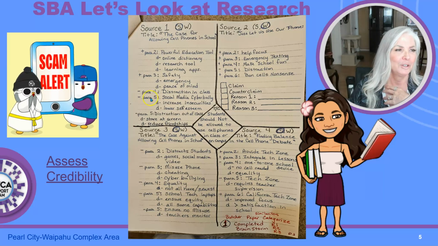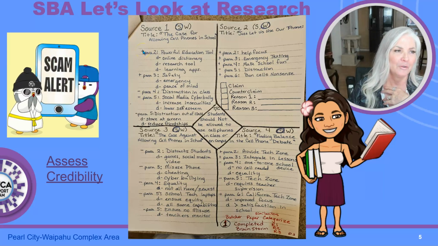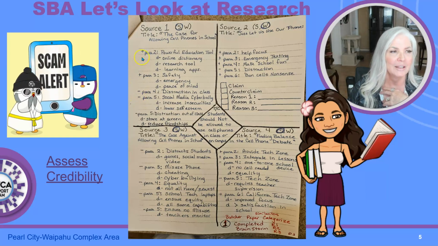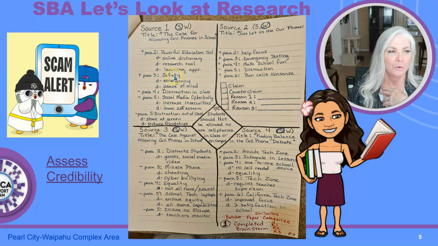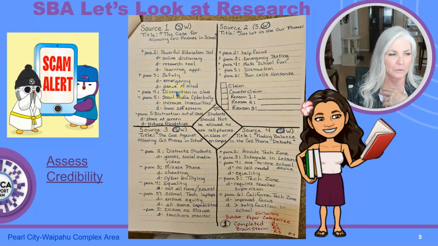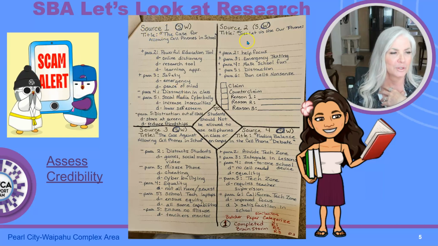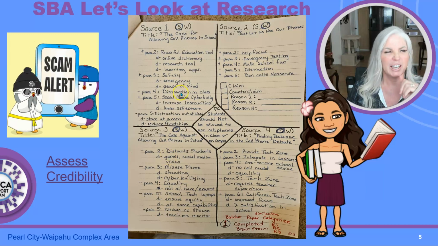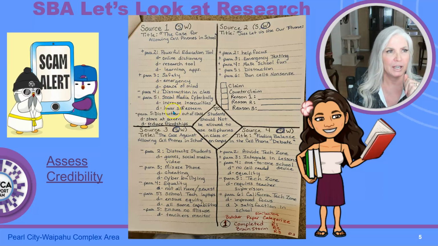So they would put pluses if it was for their side and minuses if it was against their side, and then they would mark what paragraph they found the pieces of evidence for and against cell phone use in the school. So they have source 1, source 2, source 3, source 4, and then just jotting each one of those pieces of evidence as they went through.